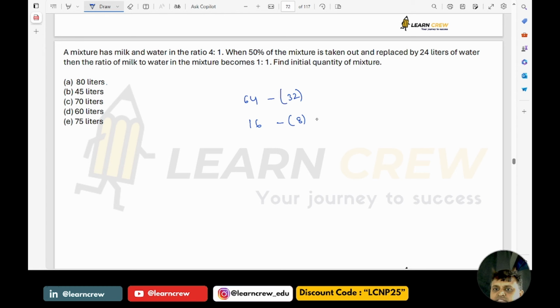And it is replaced with 24 liters of water. Now 64 minus 32 is 32. 16 minus 8 is 8, plus 24 is 32. Satisfied. So my answer is correct, by taking options.